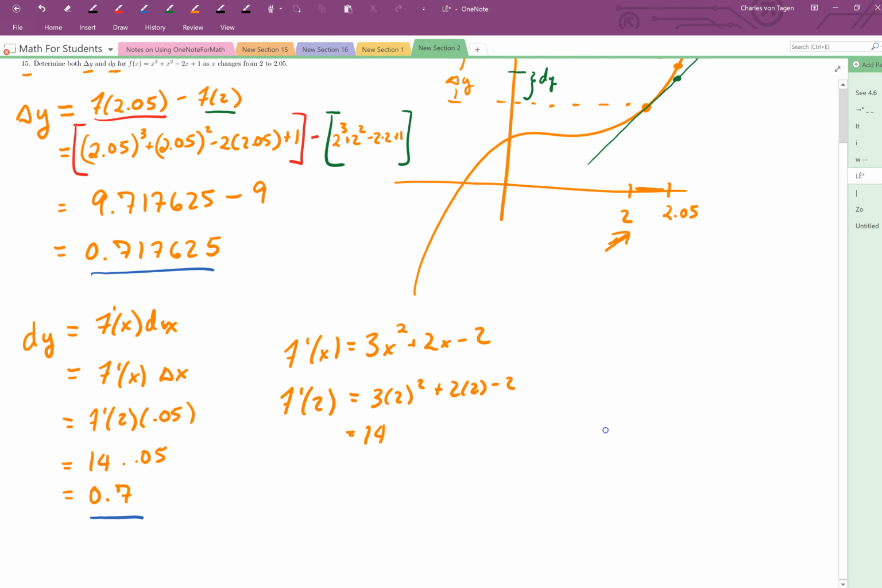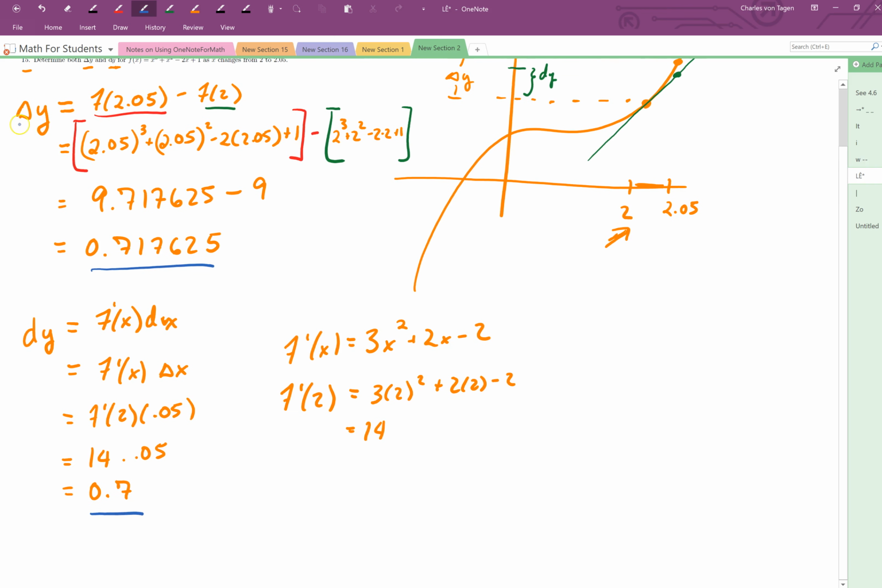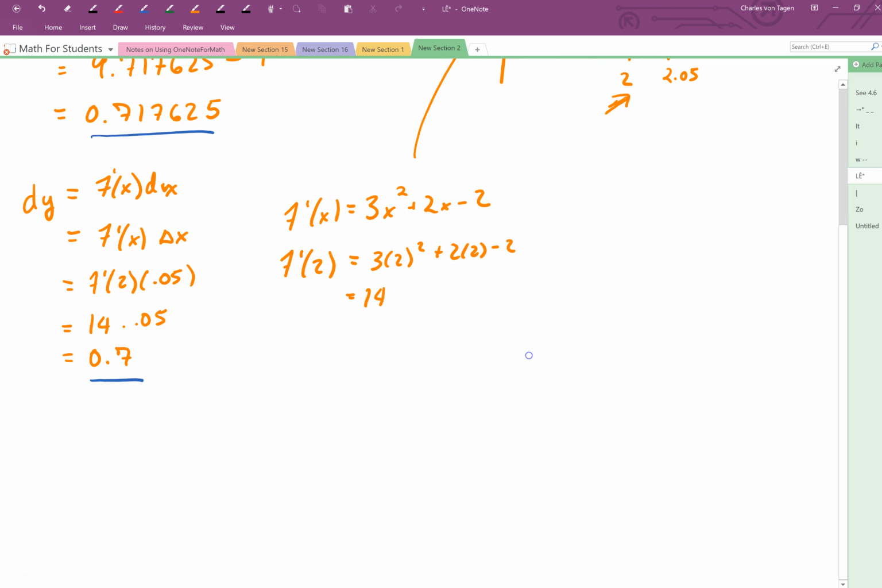At times it might be very difficult to actually calculate the change in the y values. So instead of calculating delta y, we calculate differential y. Whereas I chose to use a calculator to help me with this much more difficult calculation, the hardest thing I had to do here was multiply 14 times 0.05. There were no power operations at all in this procedure.